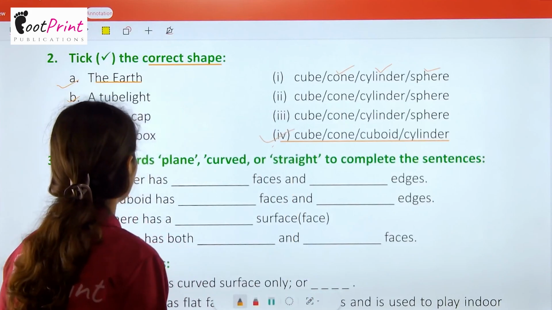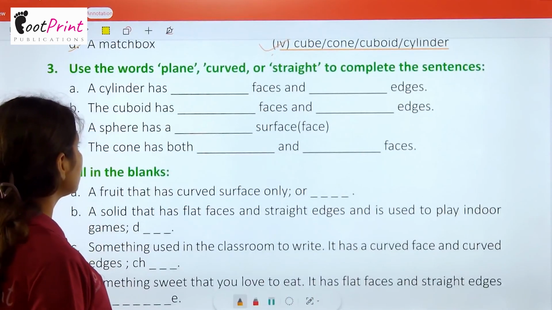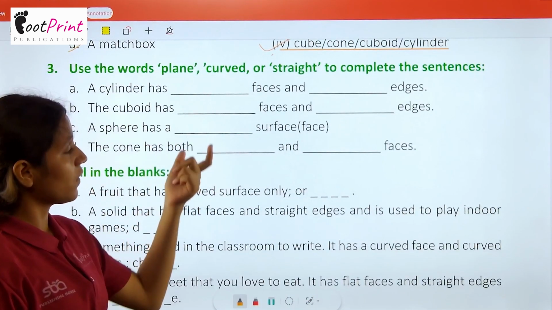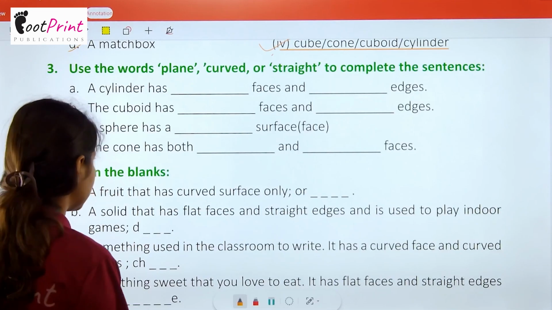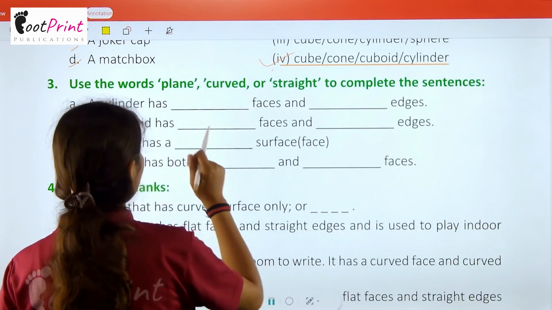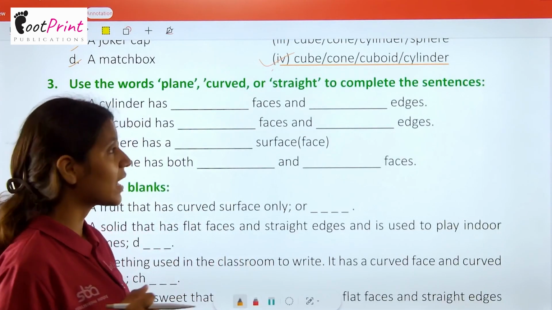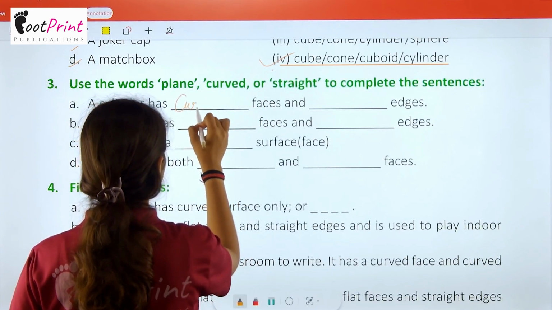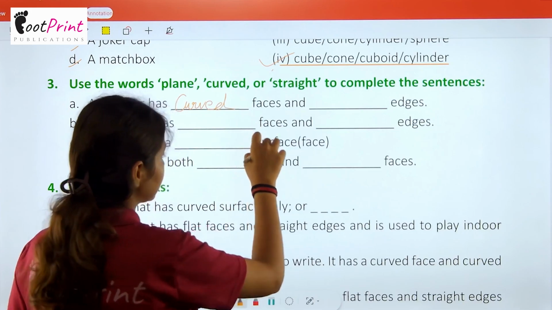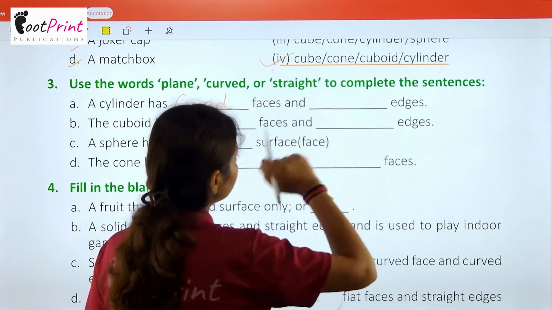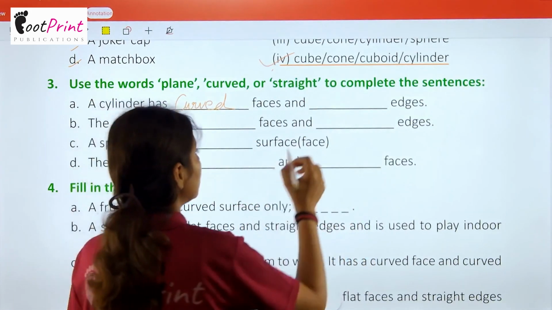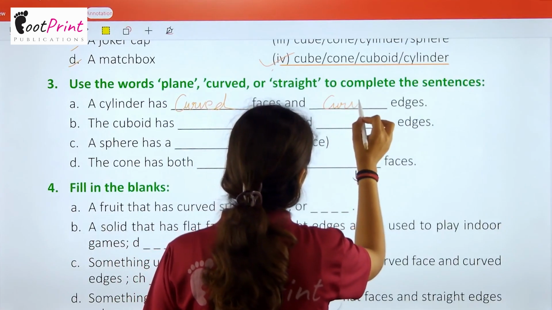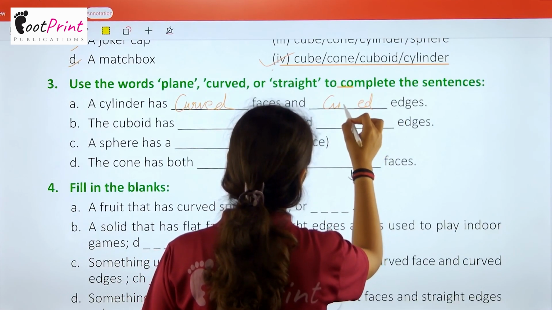Okay. Now we have the question number 3. Use the word plane, curved or straight to complete the sentences. For example, a cylinder has dash faces. So we know that a cylinder has curved faces. So we are writing here curved faces and no straight edges. That means we know curved edges. It has curved edges.